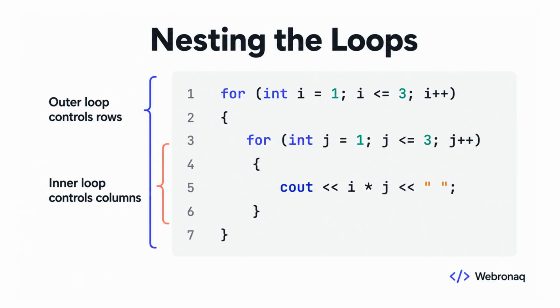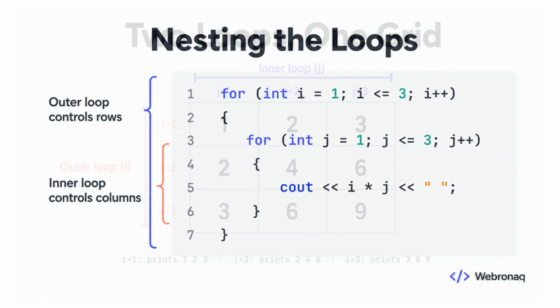Then the outer loop advances. i becomes 2, and j resets to 1 and runs all the way through again, printing 2, 4, and 6. Then i becomes 3, and the same thing happens one final time. The outer loop ran 3 times. The inner loop ran 3 times per outer iteration, 9 executions total. The key insight is that i controls which row you are on, and j controls which column. Up next, we will visualize exactly that rhythm on a grid.